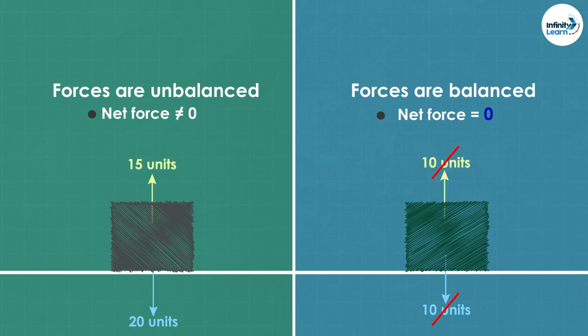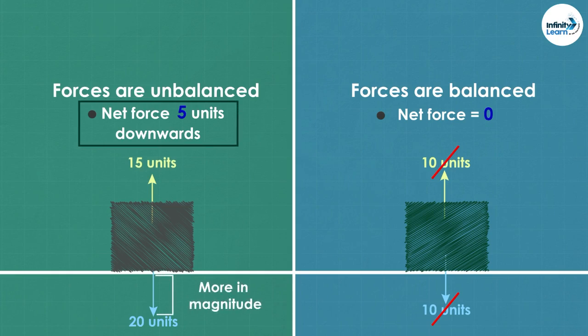Can you guess what the net force will be here? Yes, it will be 5 units downwards. 20 minus 15 is 5, and as the downward force is more in magnitude, the net force will be 5 units downwards.